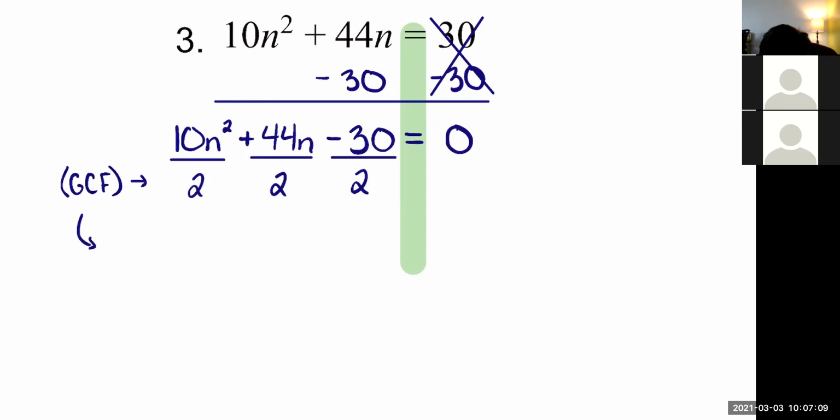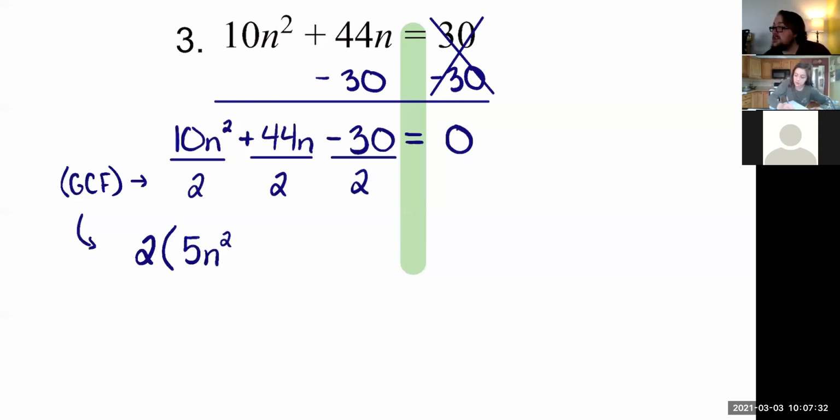So I'm going to have 2 set aside before I divide. 10n squared divided by 2? 5. Are we losing an n? Just 1. But we didn't take any away. Oh, we'd only take 1 away if we were actually dividing an n out as well.